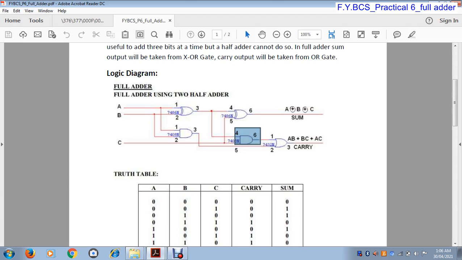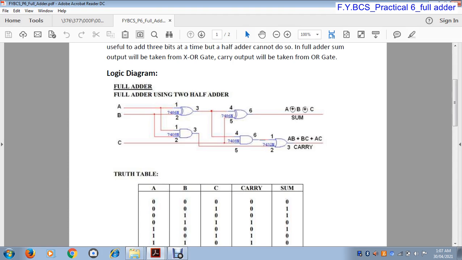Just see this AND gate. This AND gate contains two inputs. One input is A XOR B, because the output of this XOR gate is A XOR B, and it is given to this input of the AND gate. The second input is C. So the output of this AND gate is AC plus BC.